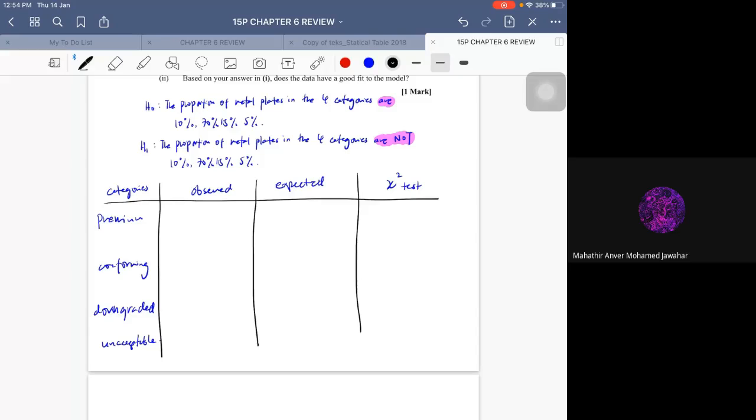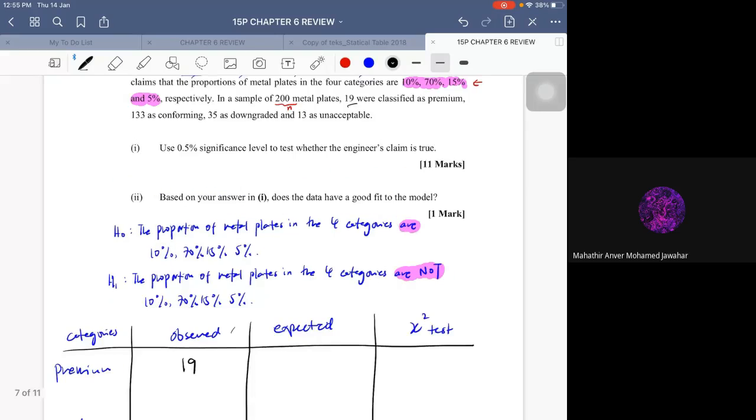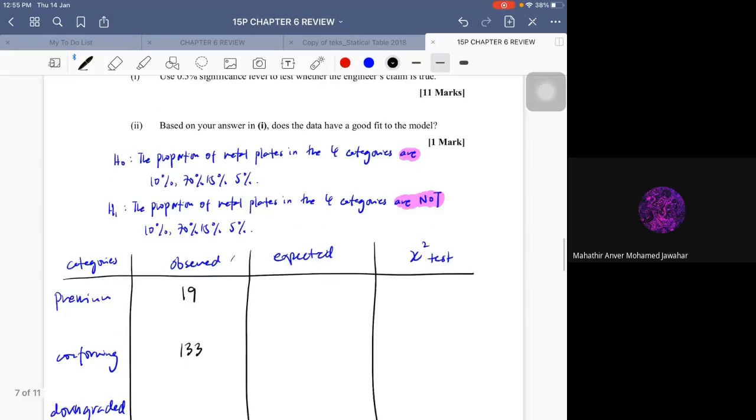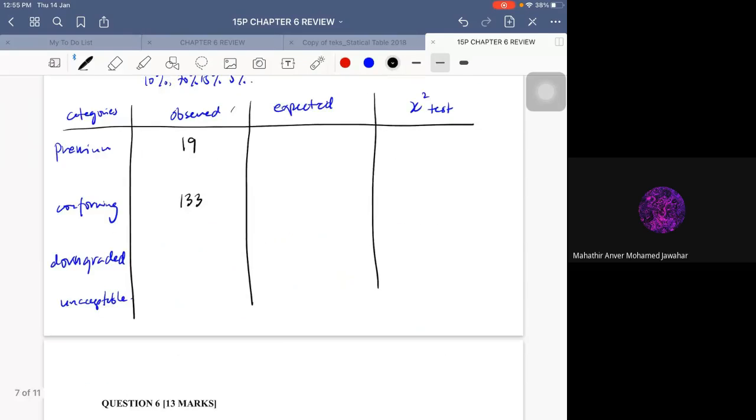And now I'm going to put the value for the observed. So observed is going to be whatever the value that is given in the question. So in the question, we have a sample of 200 metal plates. So 19 are premium. So here I'm going to have 19 as the premium and 133 as confirming, 35 as downgraded and 13 as unacceptable. So that is going to be our observed value.